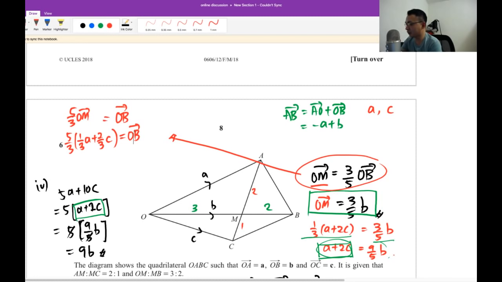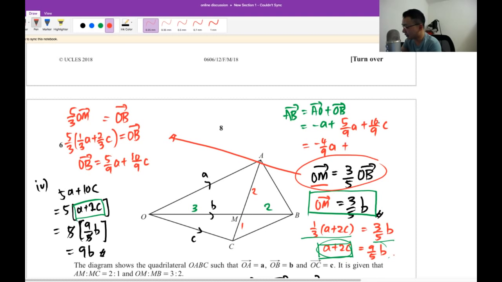Now I have my new OB. Because OB equals B, but they do not want it in terms of B. So I will simplify this one. It becomes 5 over 9A plus 10 over 9C. And then I'll solve this one. This one will give me minus A, right? Minus A, minus 1 plus 5 over 9. You get negative 4 over 9A plus 10 over 9C.